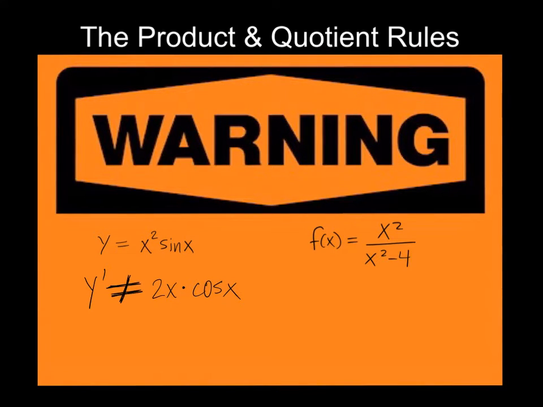Your derivative taking powers do not include the power to take the derivative of two things that are multiplied together and just take their separate derivatives. F prime of x on the right is not equal to the derivative of the top, 2x, over the derivative of the bottom, which is 2x, or 1. That is not how you do these.